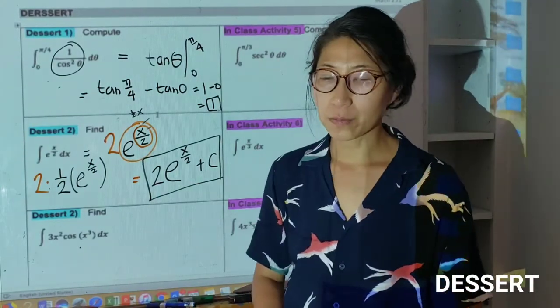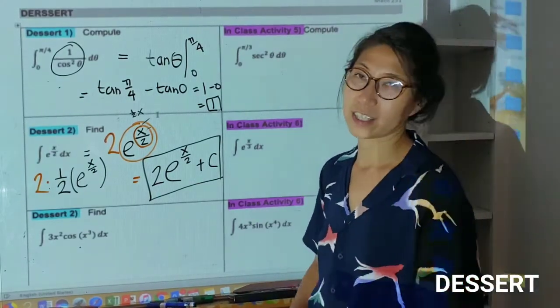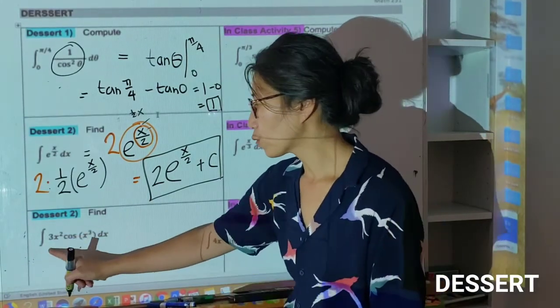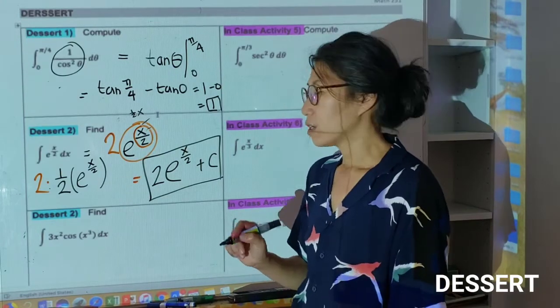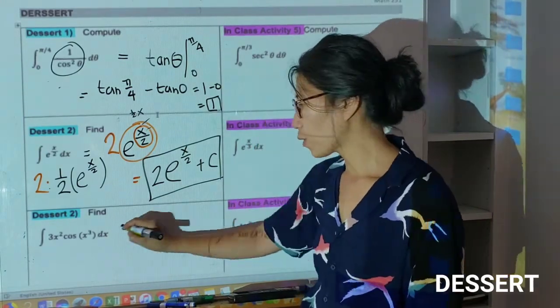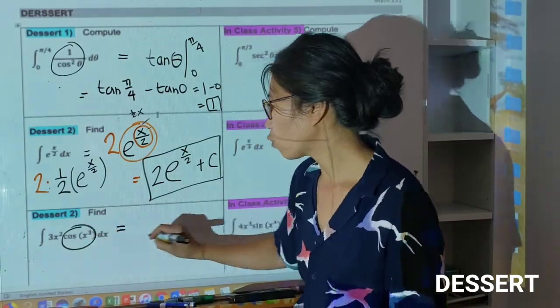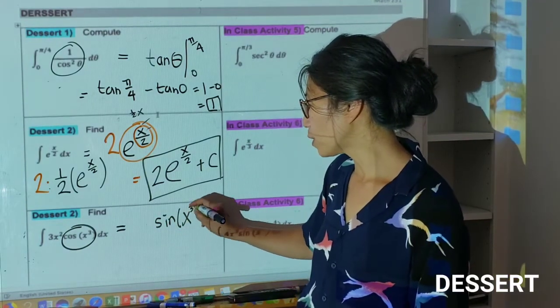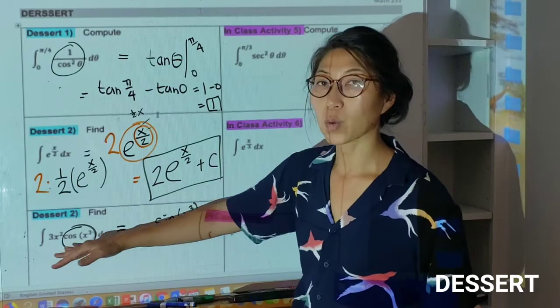Okay, now dessert number 3 is actually really delicious. I want you to try with me. A little bit tricky, right? The integral of 3x squared cosine x cubed. It comes from a lot of practice too. So from here, I'm going to guess what the antiderivative will be. Can you guess sine x cubed? Because I know sine becomes cosine.